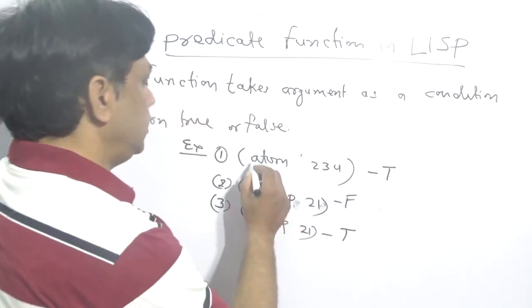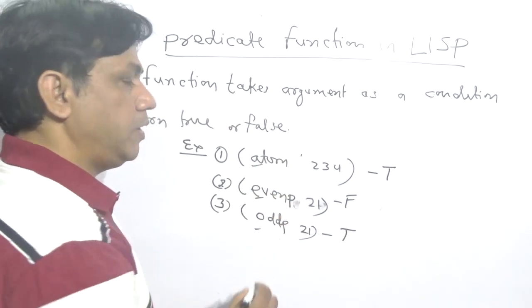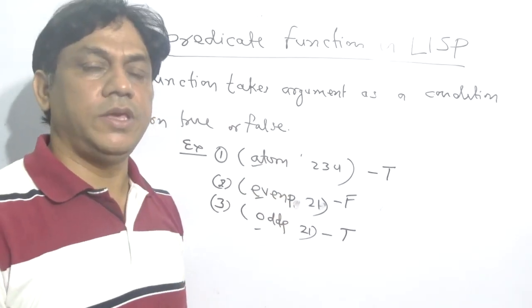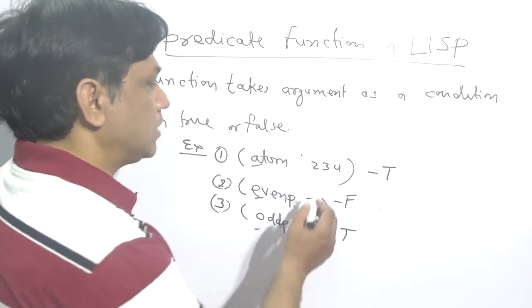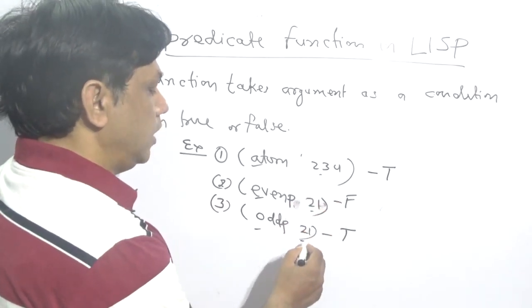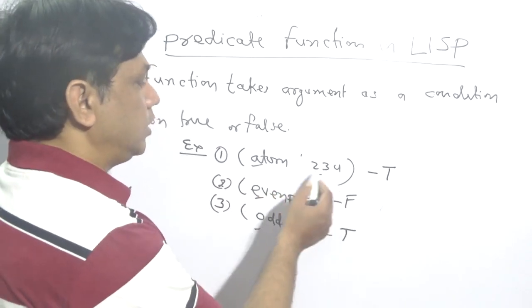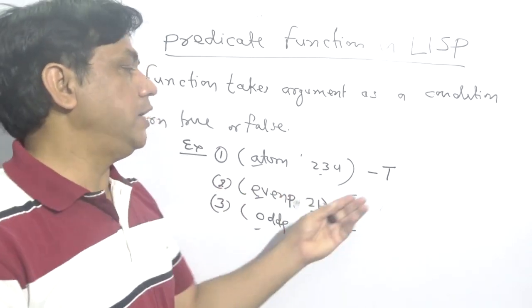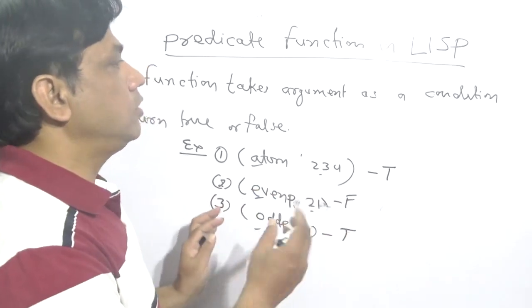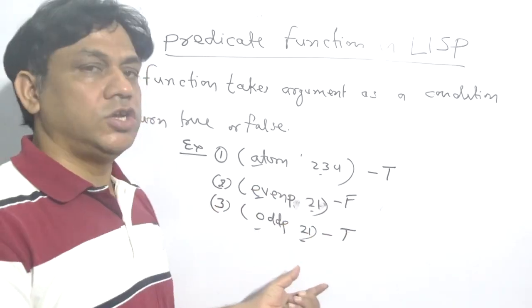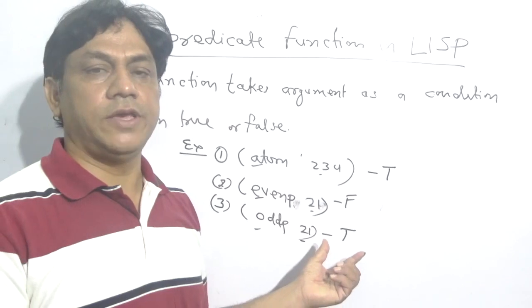So these, atom, evenp, oddp, or greaterp or lesserp, whatever, these are all predicate functions, because we are supplying these values as a condition to the predicate function and it is returning the value true or false. I am just writing some of the predicate functions so you will understand it better.